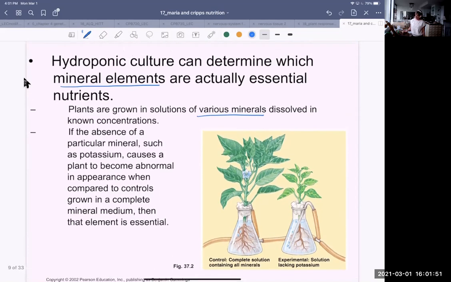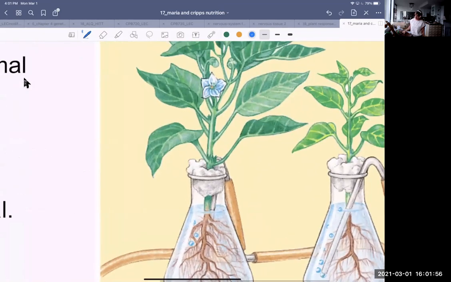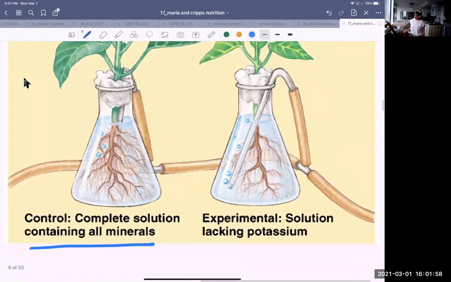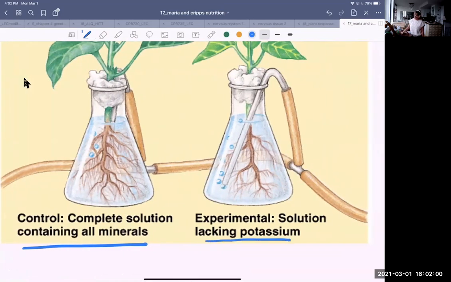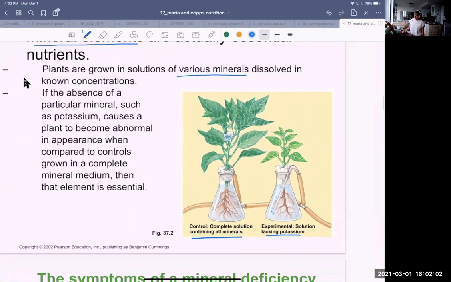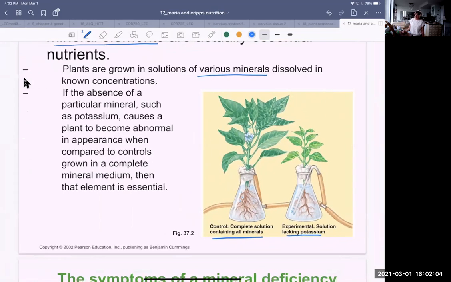considered to be essential. So here's a solution containing all minerals, this one here, and this one is a solution that lacks potassium. What's happened to the plant? It hasn't grown and it's yellowed.